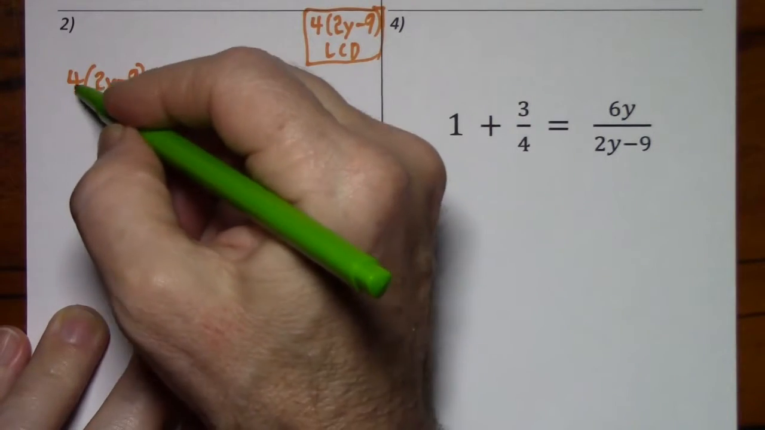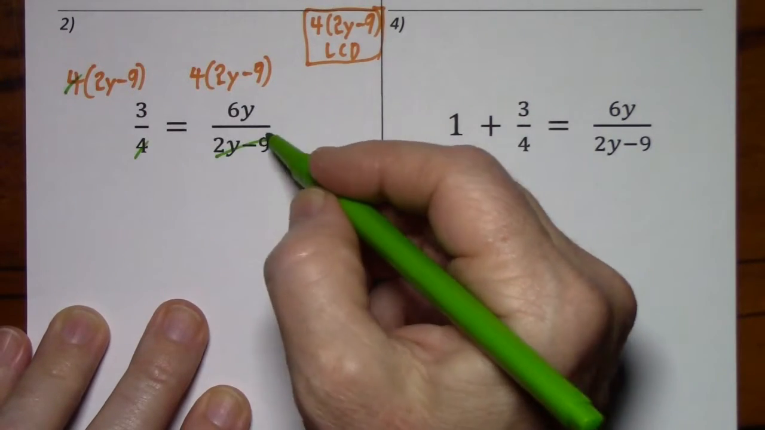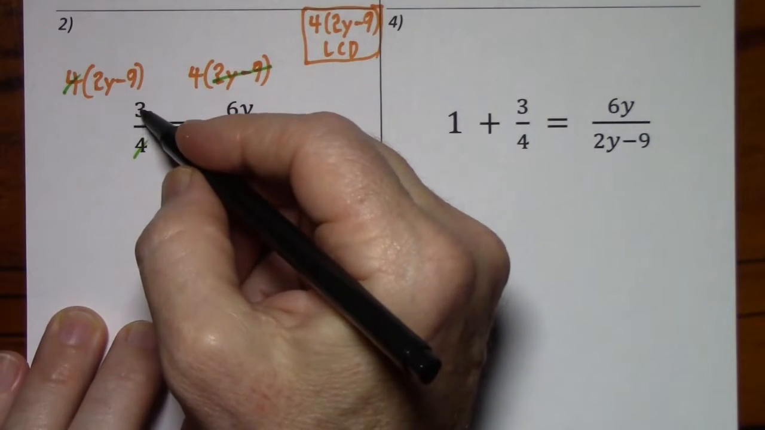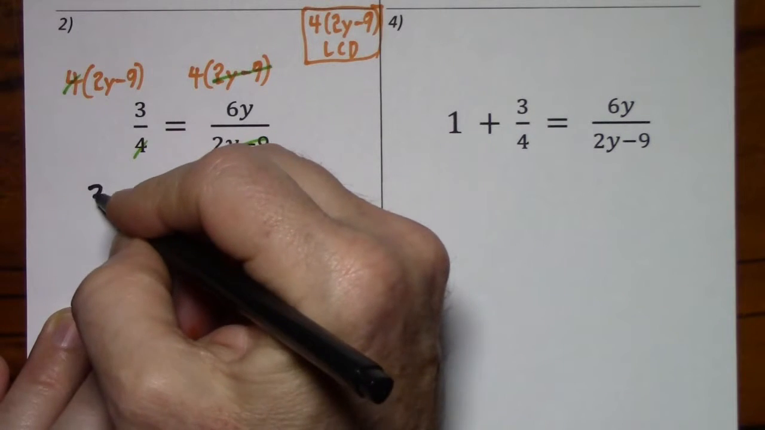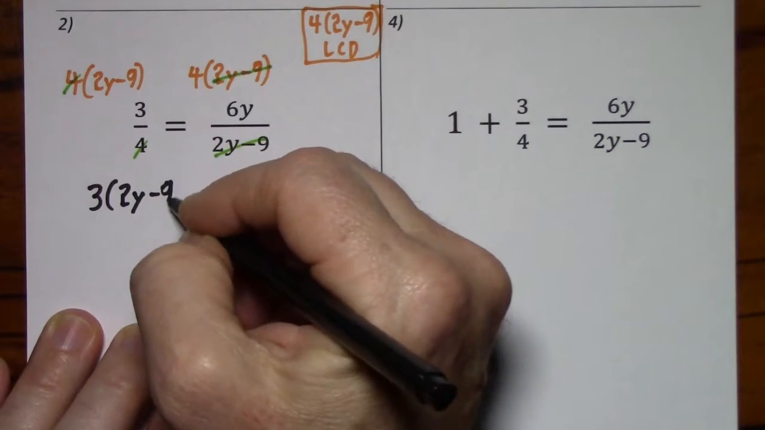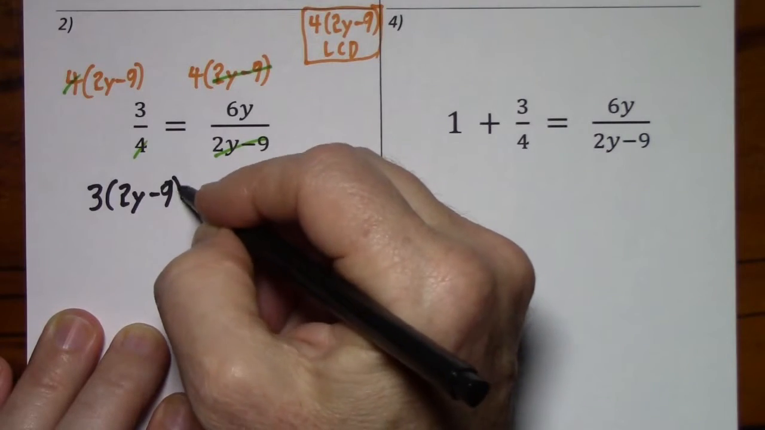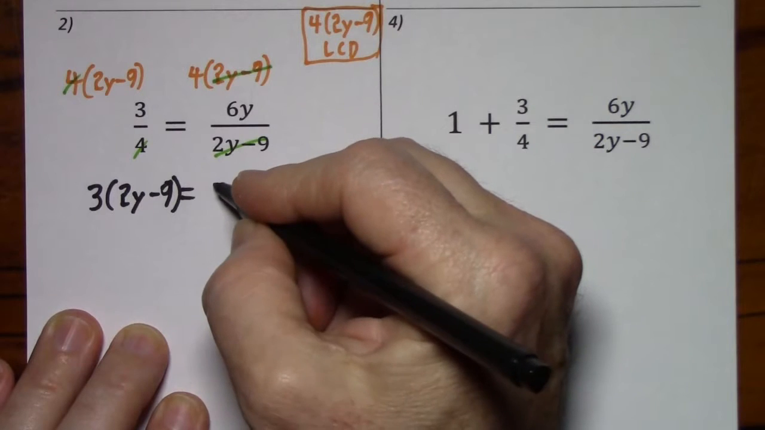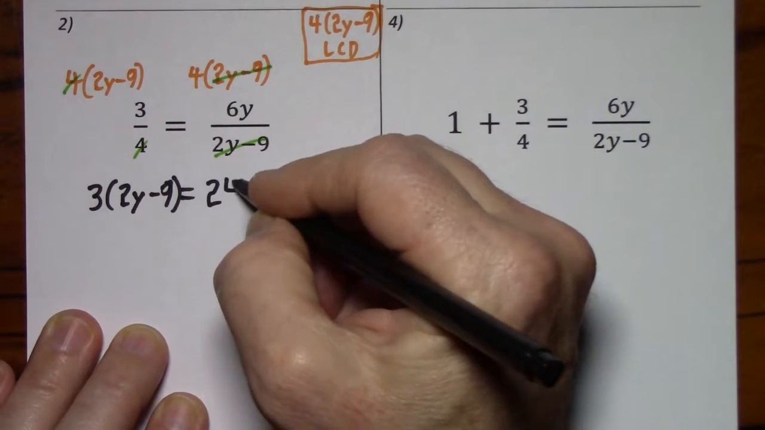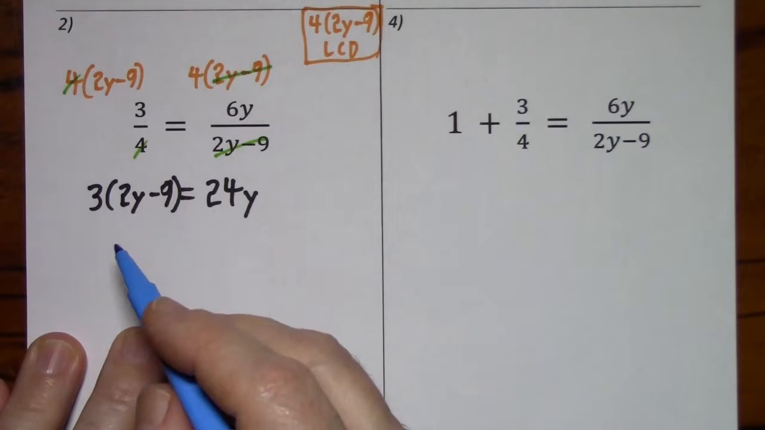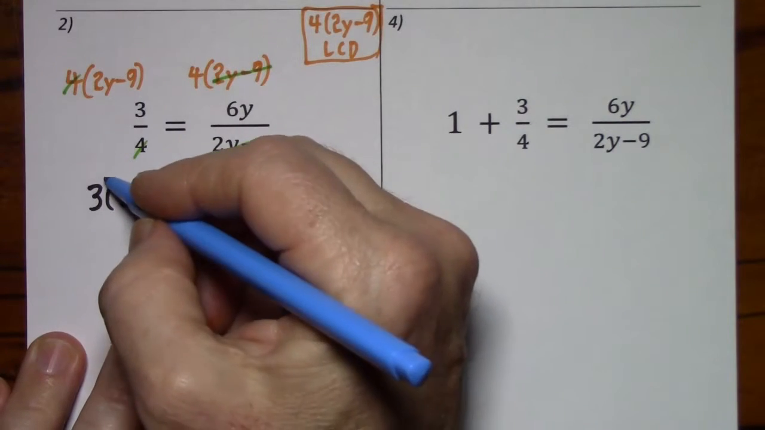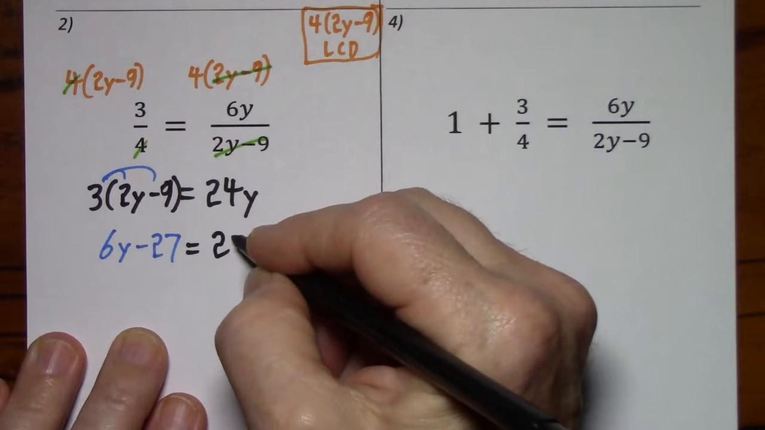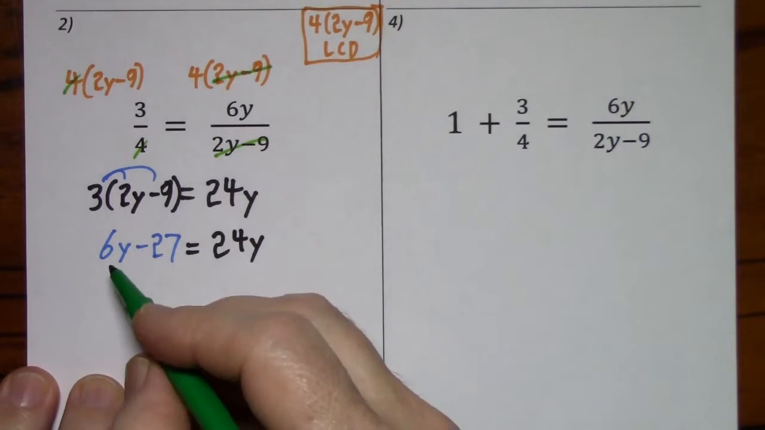The 4's will cancel. The quantity 2y minus 9 cancels. You're left with 3 times this quantity. Bring down your equals. And then 4 times 6y. We'll just put 24y. You're trying to get y by itself, you'll have to distribute the 3. Just bring down the equal and 24y. Get rid of 6y.